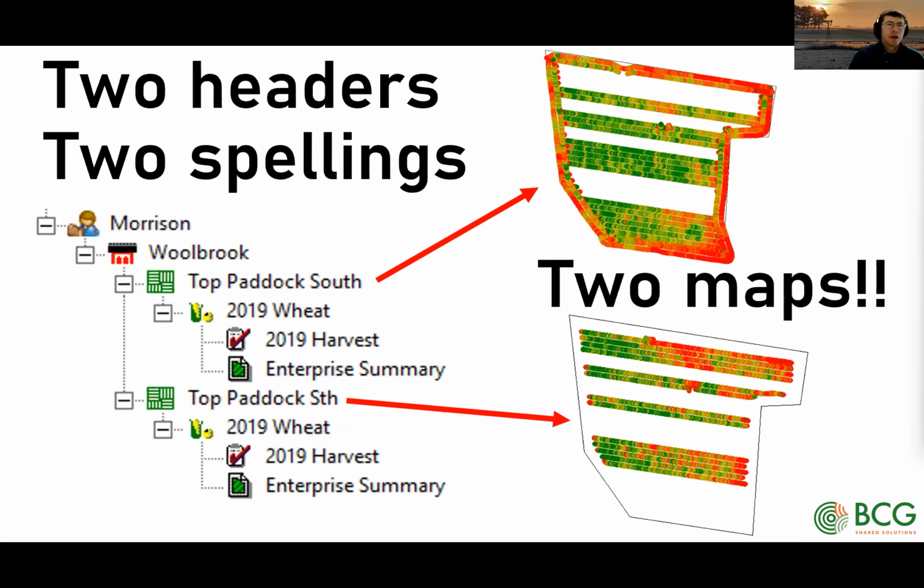So when it goes wrong, you get this kind of thing. What we've got here is basically the same paddock, but it's got two different names. The guy on the first header called the paddock Top Paddock South, spelt it out in longhand, as it were. And the guy on the second header abbreviated the South to be just STH. Now we can see that it's supposed to be the same paddock, but the software wasn't smart enough to work that out. And so it's read it in as two separate paddocks. On the top, you've got all the data from one header, and on the bottom map, you've got all the data from the other.